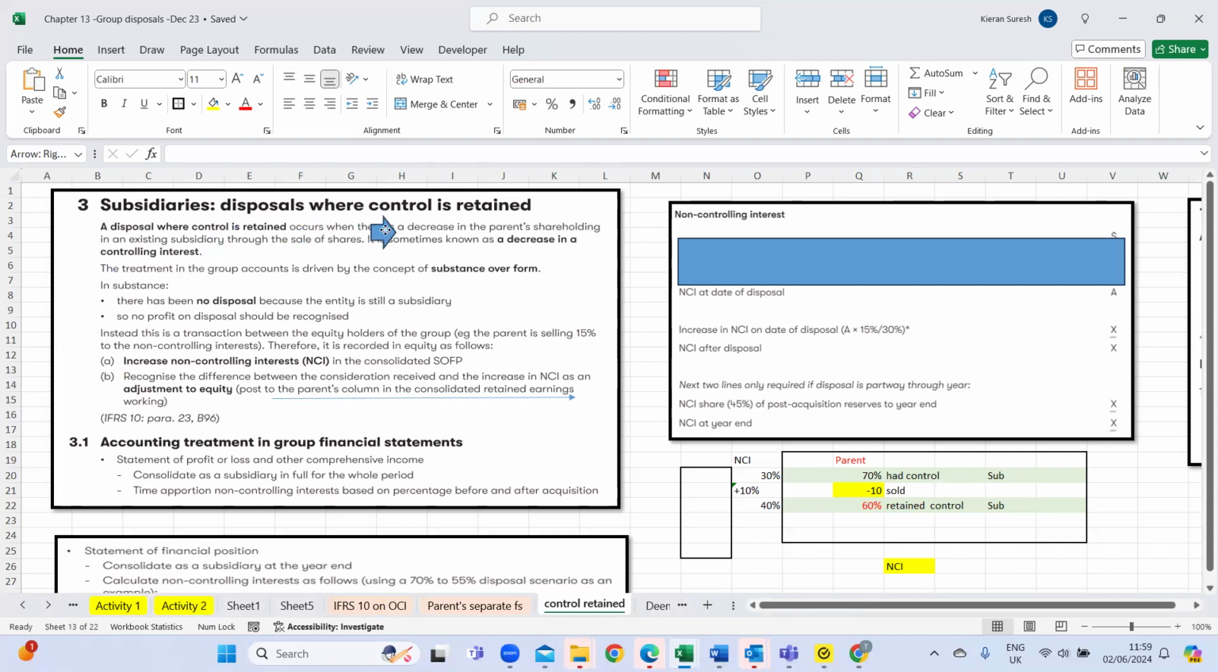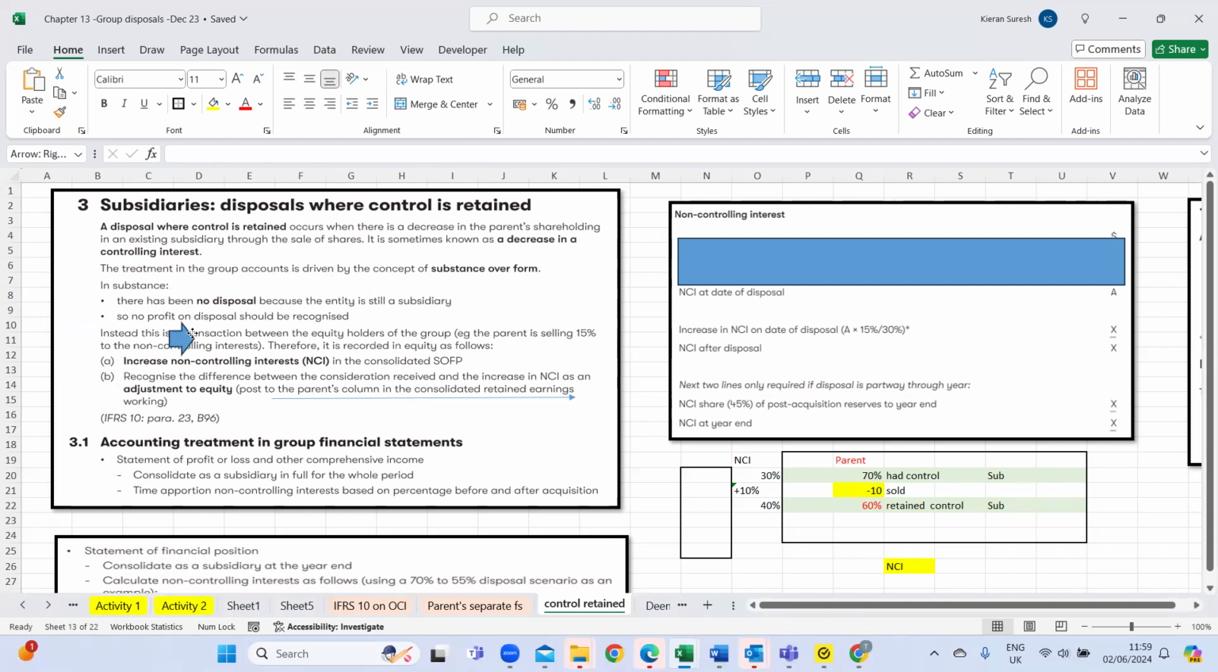This occurs when there is a decrease in the parent's holding in an existing subsidiary through the sale of shares. It is known as a decrease in controlling interest. The treatment in the group accounts is driven by the concept of substance over form. As I explained, there has been no disposal because the structure did not change. The entity is still a subsidiary, so no profit or disposal needs to be calculated or recognized.